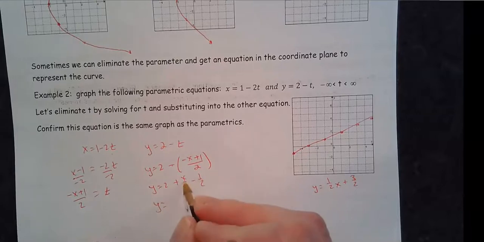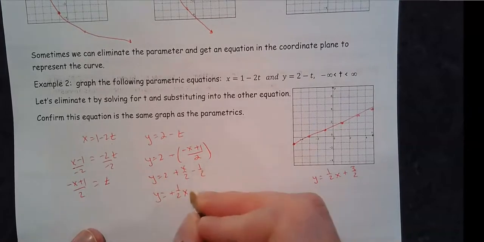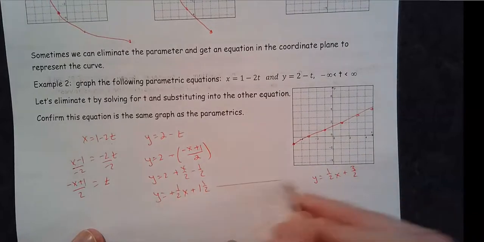So putting the x term first, that'd be plus 1/2 x, a positive 1/2 x. 2 minus 1/2 would be 1.5, which is the same thing as 3/2. So they're the exact same thing.